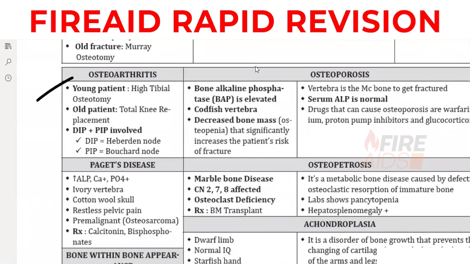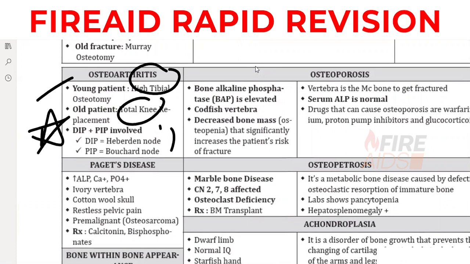Next is osteoarthritis. Osteoarthritis can involve either DIP or PIP. DIP means it's called Heberden node. PIP means it's called Bouchard node. In a young patient, you would do a high tibial osteotomy. In an old patient, you will do total knee replacement. This is the point you need to know. Young patient, high tibial osteotomy. Old patient, total knee replacement. DIP means Heberden node, PIP means Bouchard node.